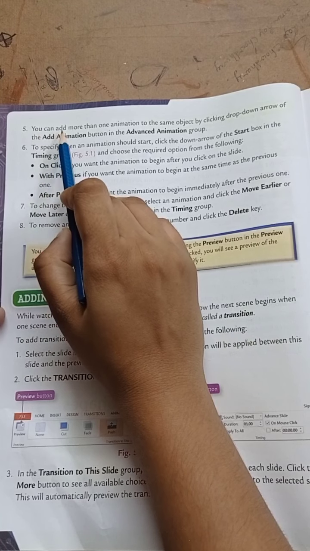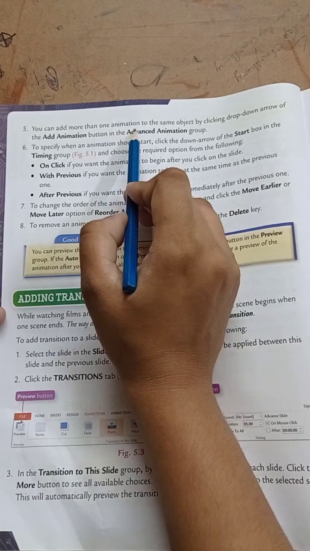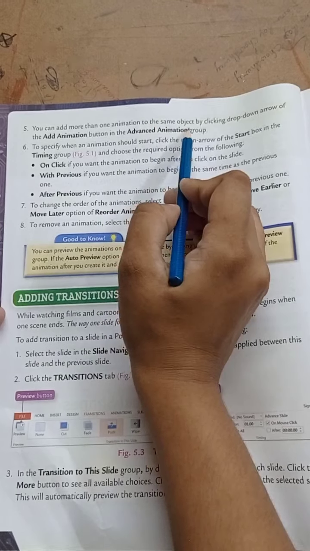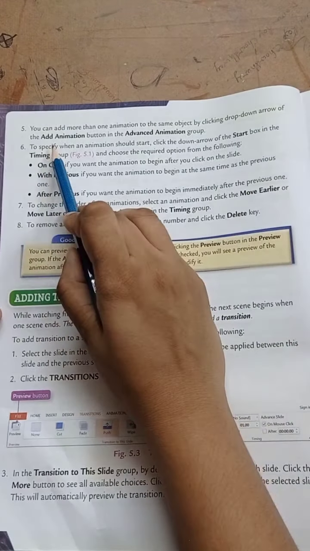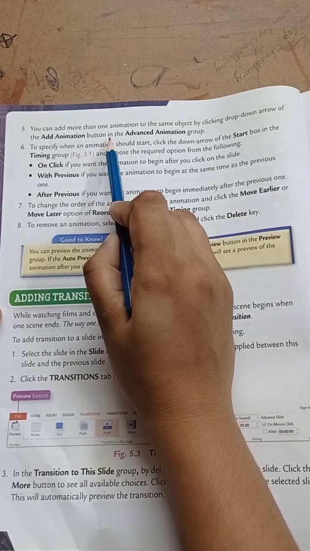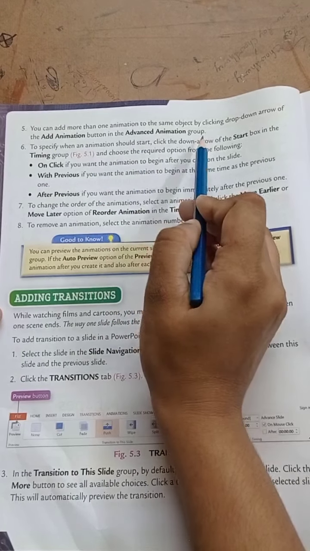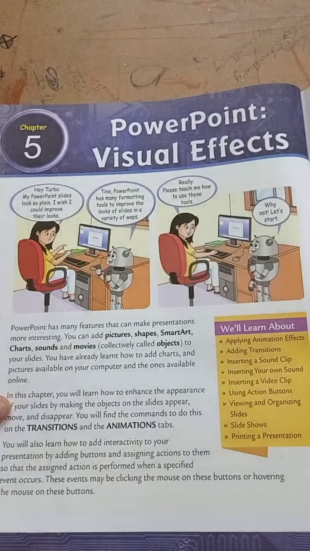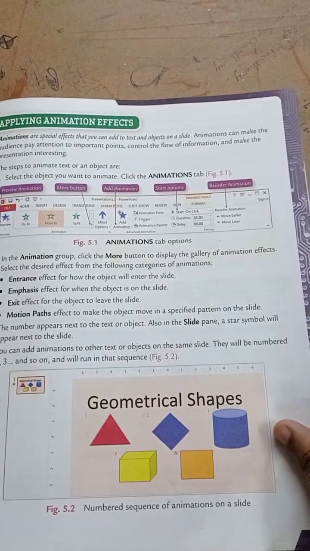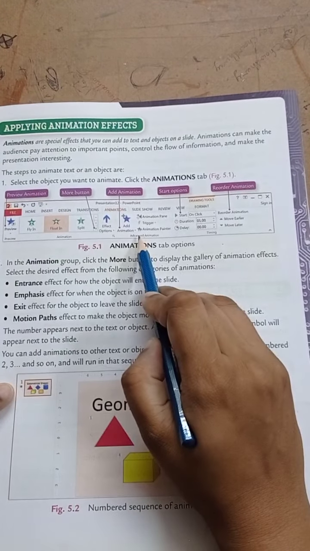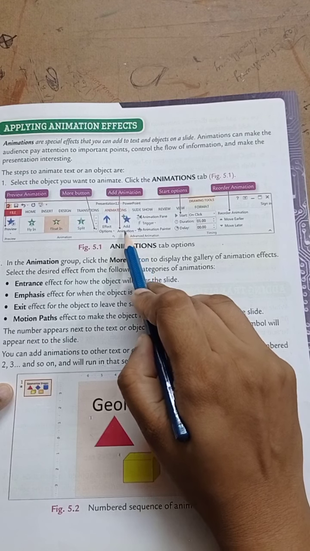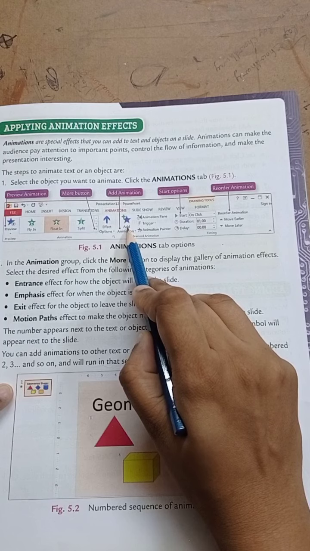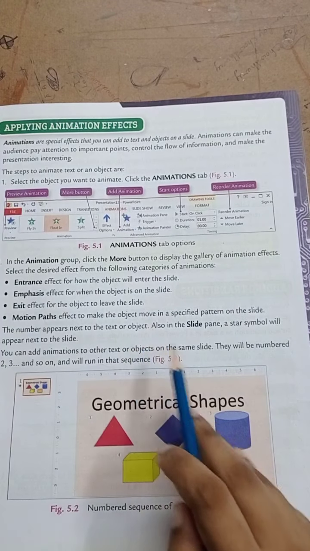Next, you can add more than one animation to the same object by clicking the drop-down arrow of the Add Animation button in the Advanced Animation group. So here you can see that this is the Advanced Animation group. From this Add Animation button, you can add more animation effects.